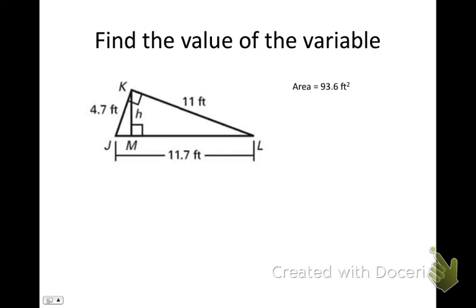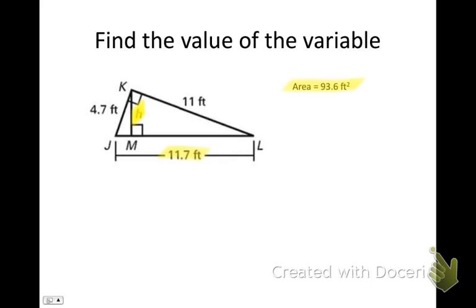In this example, we see lots of things going on. One, all the vertices are labeled, so we have triangle J, K, L. We even have the perpendicular endpoint there, labeled M. We have the distance of the base, JL, being 11.7 feet. We have the other sides of the triangle. We're given the area of this triangle. So we have the base right here, and we're missing this height, so we need to find the value of h.